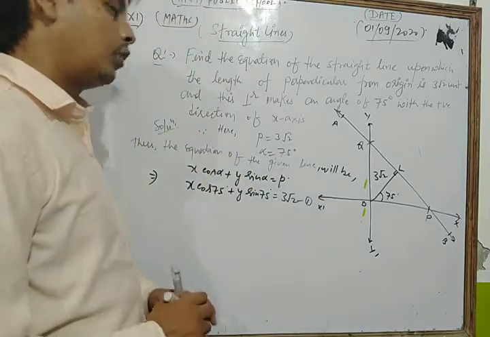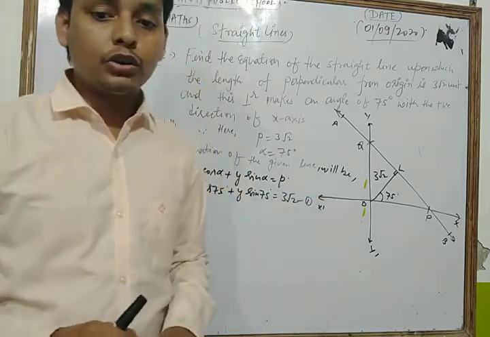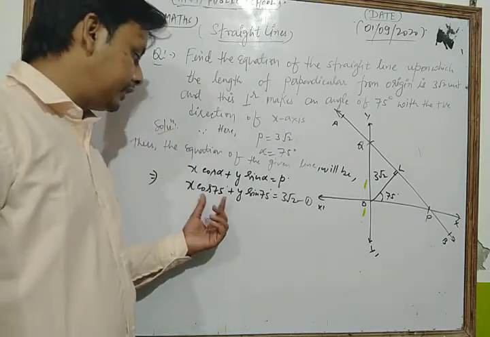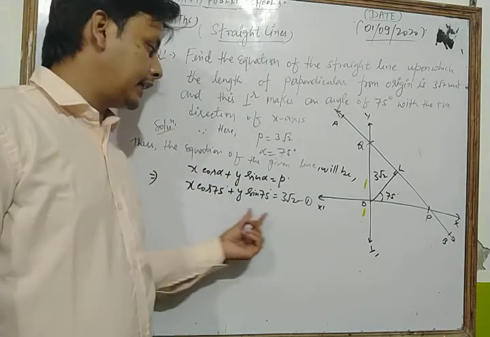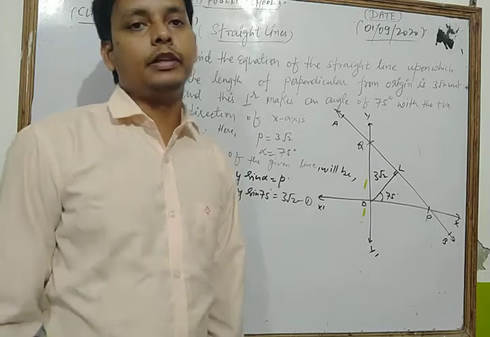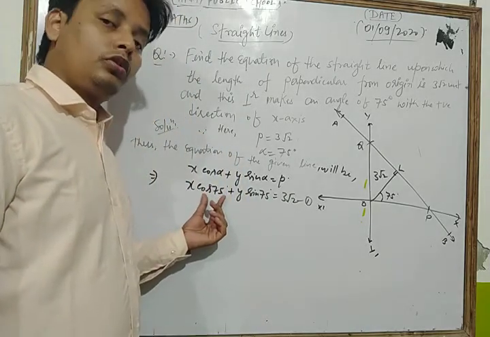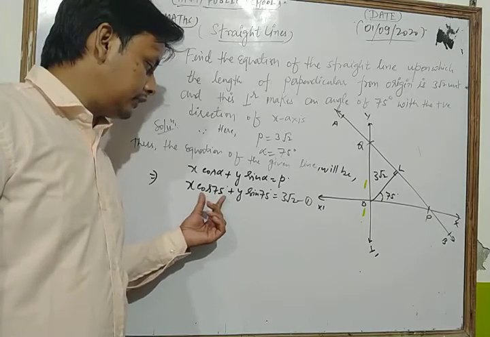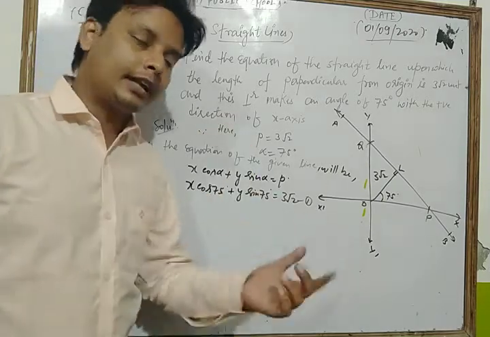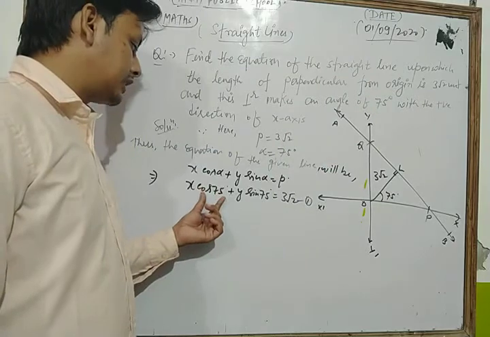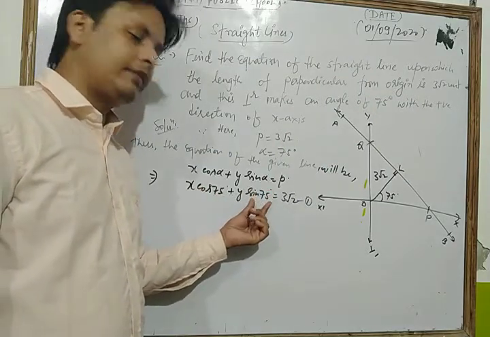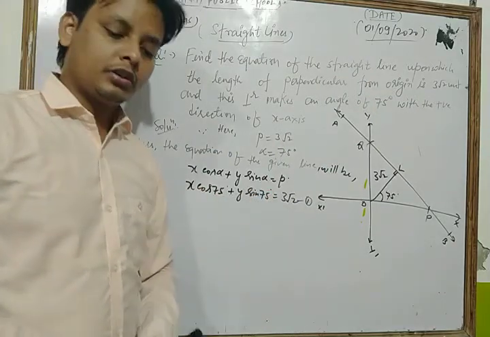Now dear students, what do I do? First we find the value of cos 75 degrees and sin 75 degrees. After that we put the values of cos 75 and sin 75 in equation 1.